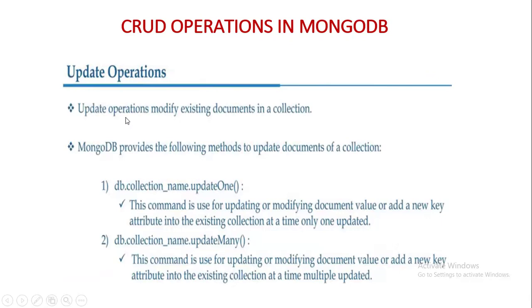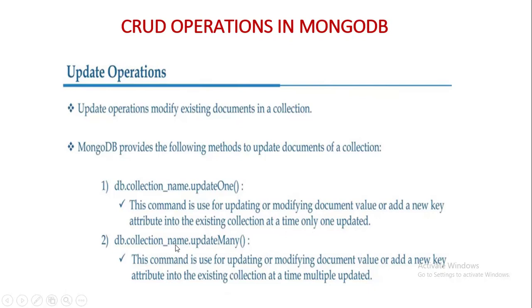The next operation is the update operation. The update operation modifies the existing documents available in the collection. For that we are using the command db dot the actual collection name, then dot updateOne. It will update only one document. This command is used for updating a value or adding a new key attribute into the existing collection, only one document at a time.